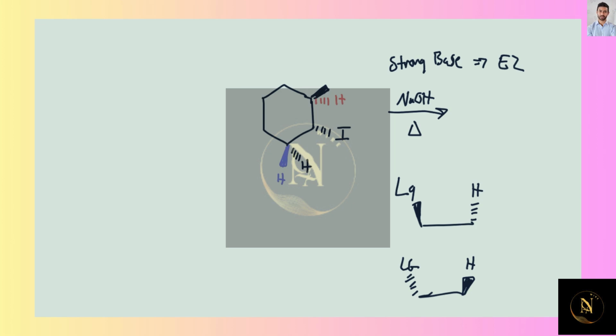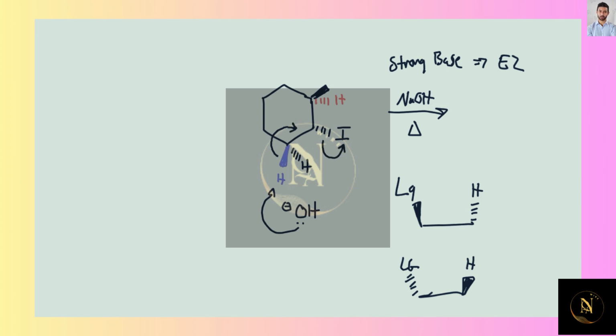Over here, however, the blue hydrogen is on a wedge, which is anti to the iodine, which is on a dash. So the only side that we can form this product on would be this side. And so, in fact, the mechanism for this will look as follows. The hydroxide, not the sodium, will come and grab the hydrogen. The carbon-hydrogen bond will get left behind to form the double bond, and our iodine will leave.